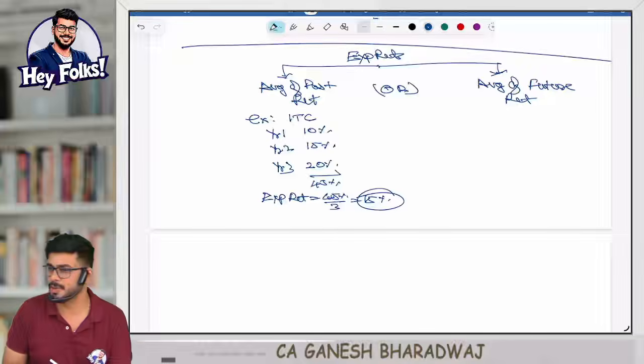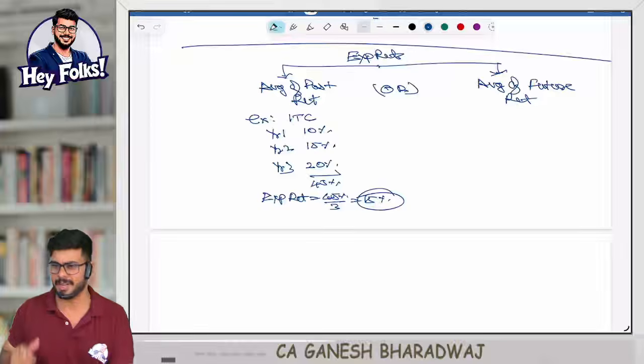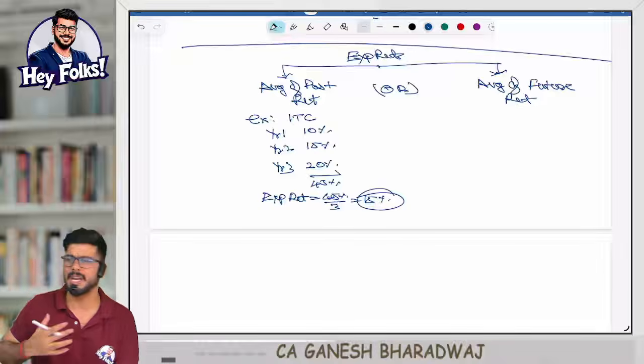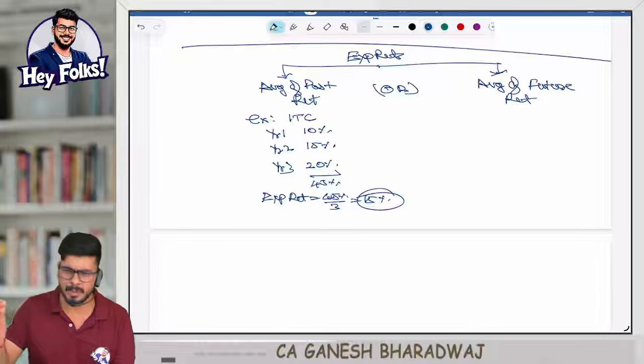Is everyone able to understand? So when you have past data, take a simple average of past data and call it the expected return. Which means from this company, I can generally expect what? 15%. Is everyone able to understand this? Simple, isn't it? Next.